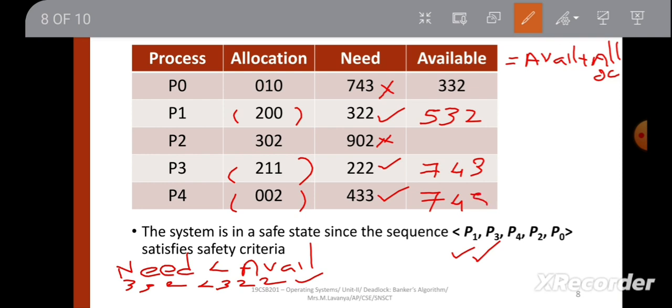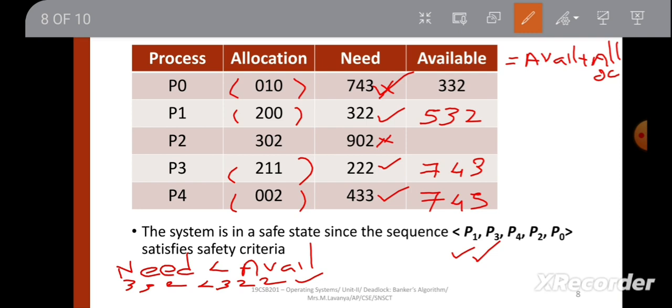Okay. Next, we will be checking for processes P0 and P2 since these two are still pending and the resources are not allocated. After that we will be checking for P0. Now P0 has the need of 743. 743 is less than 745 which is currently available. So now we can allocate for process P0. After allocation of the resource, the already held resource of 010 will be freed. So 010 will be added to the available data.